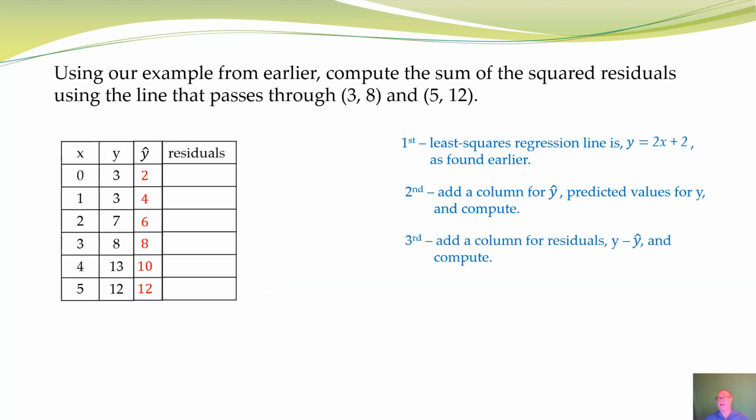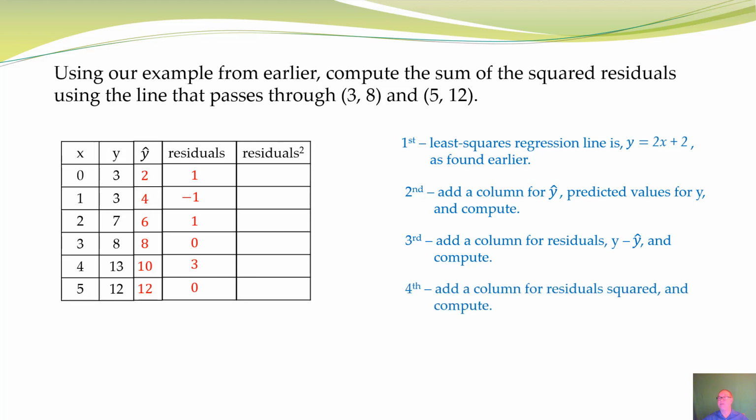Next, you want to add a column for residuals. This is going to be y minus y hat, the observed minus the predicted, and compute. So it's going to be 3 minus 2, which is 1. 3 minus 4, negative 1. 7 minus 6 is 1. 8 minus 8 is 0. 13 minus 10 is 3. 12 minus 12 is 0.